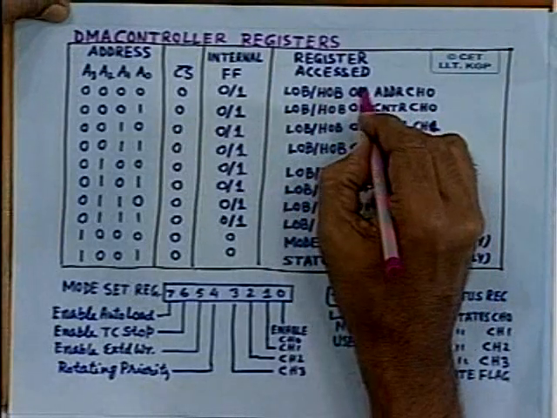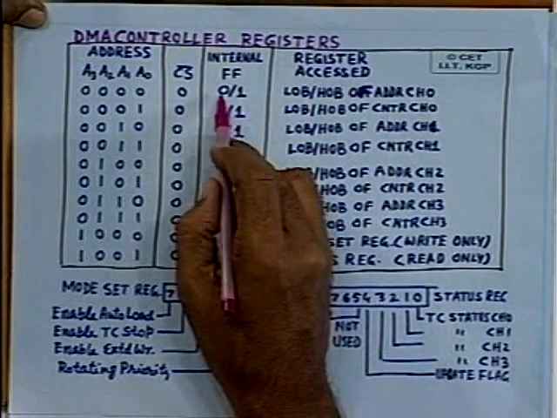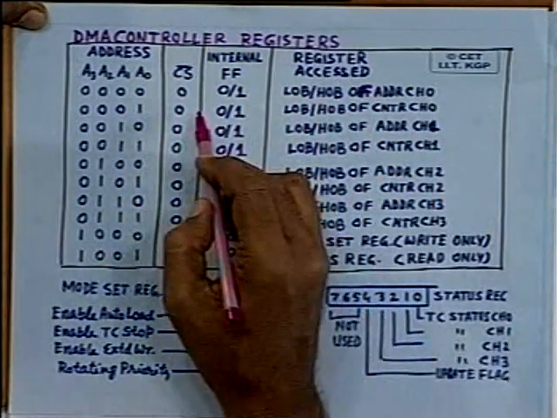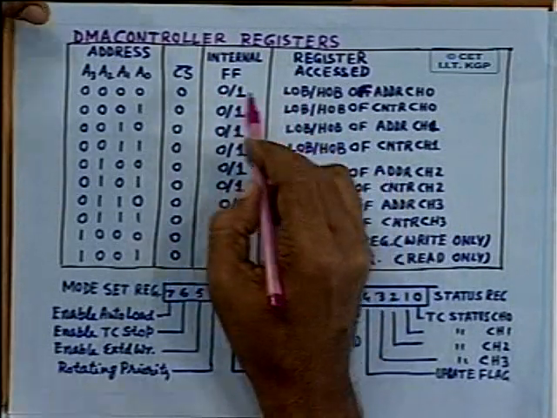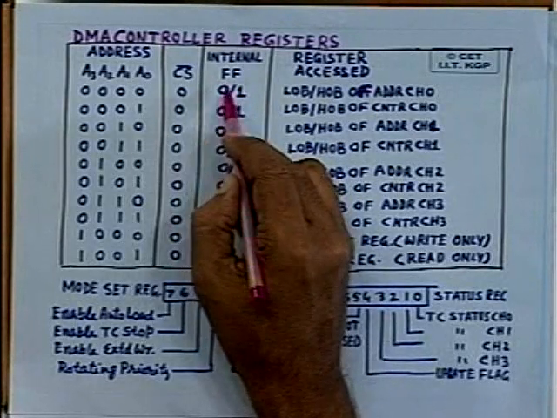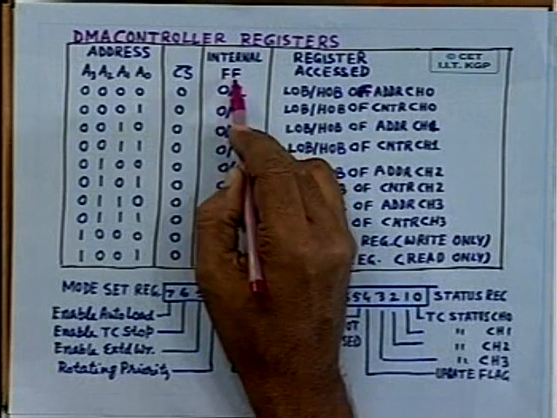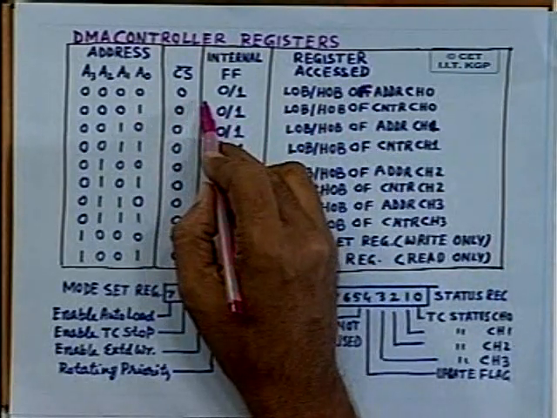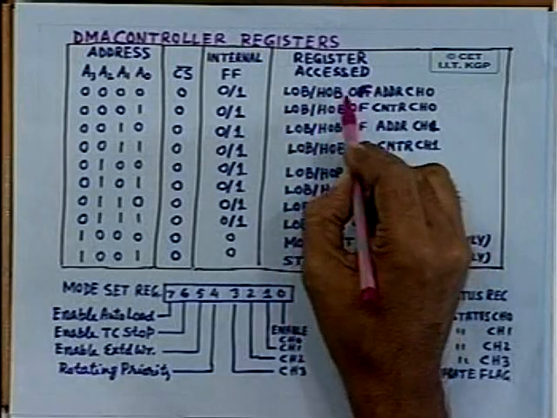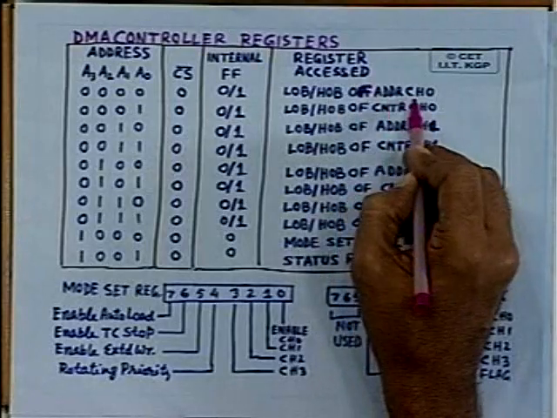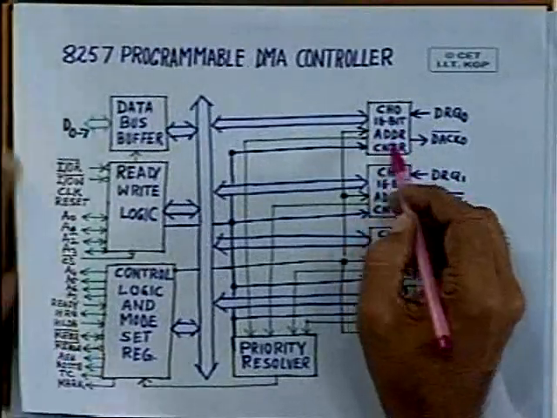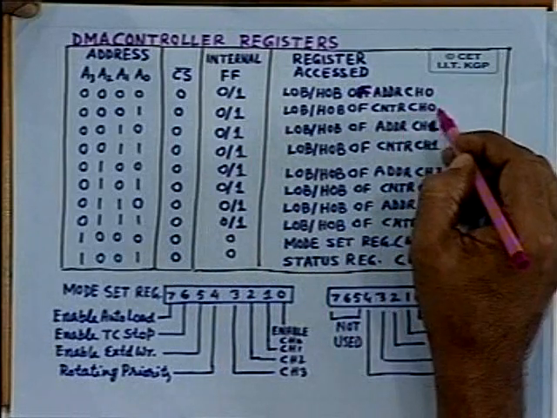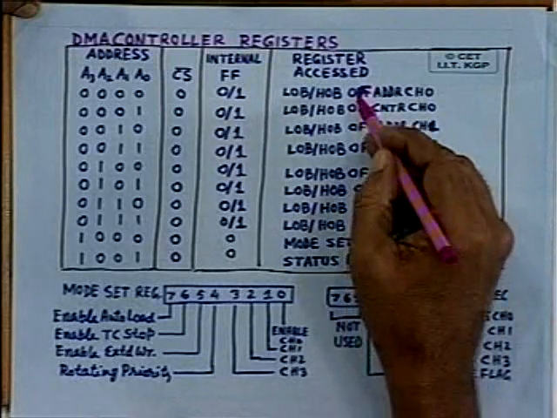So first the lower order byte can be programmed. There is an internal flip-flop. As you can see here, the address is the same for the lower order byte and the higher order byte. But whenever you first access it, it goes to the lower order byte. That means when the internal flip-flop is zero, then as the accessing of the lower order byte is over, automatically this flip-flop becomes one. So next time whenever you access, it goes to the higher order byte. This is how the same address is used to access the lower order byte and higher order byte. This is how you can load the address into this address register. And the count register is also accessed in the same manner. This is how the registers for channel 0, channel 1, channel 2 and channel 3 can be initialized.